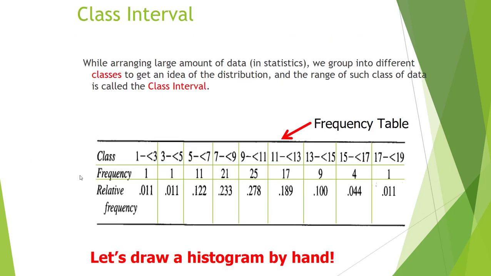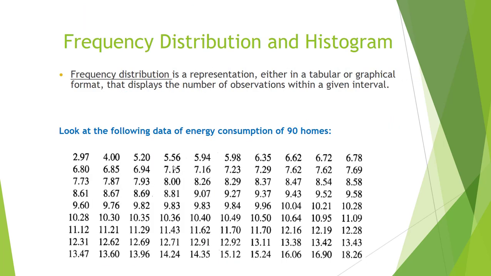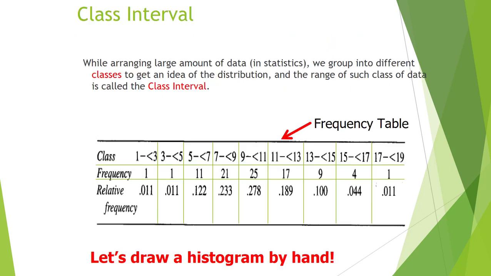I go back to my table. I call this table the frequency table. I go back to my frequency table, and I put 1 there. That means I only have 1 home with energy consumption between 1 and 3. I will do the same for the second class, energy consumption between 3 and 5. So I go back to my table. I only have 1 home with energy consumption between 3 and 5. So I go back to my frequency table, and I put 1 there.